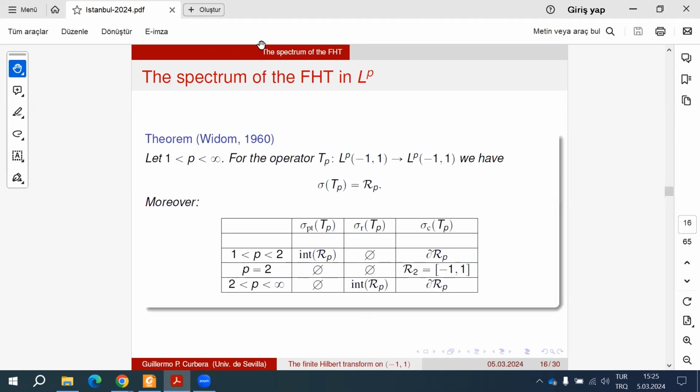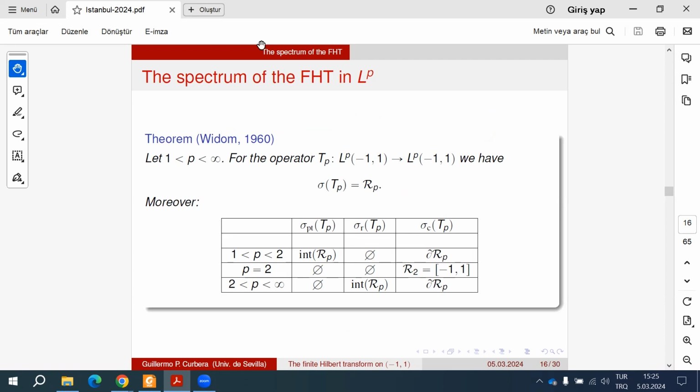Duality, P and P conjugate, shows that these two sets are the same. Okay, we don't prove this theorem, which was perfect. This is the LP theory, P between 1 and infinity, the operator mapping LP into LP, and then first, the spectrum is the set RP that I just drew.